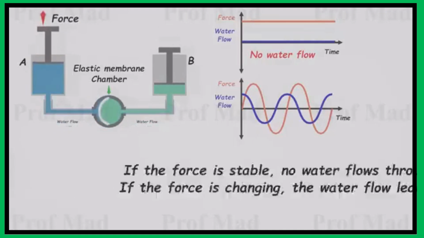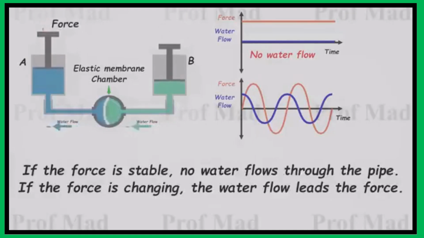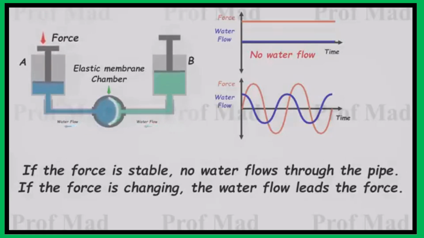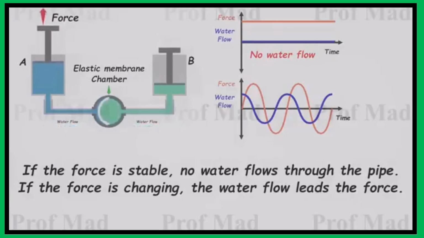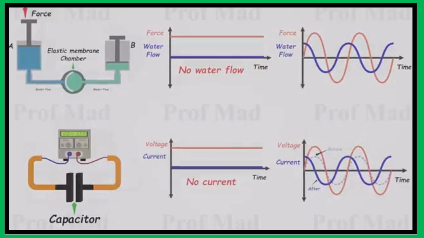If the force remains constant, no water flows through the pipe. However, if the force changes, the water flow leads the force. This behavior closely mirrors how a capacitor operates in an electrical circuit. In direct current, where the voltage is constant, the capacitor does not allow current to pass through. But in alternating current, current consistently leads voltage.